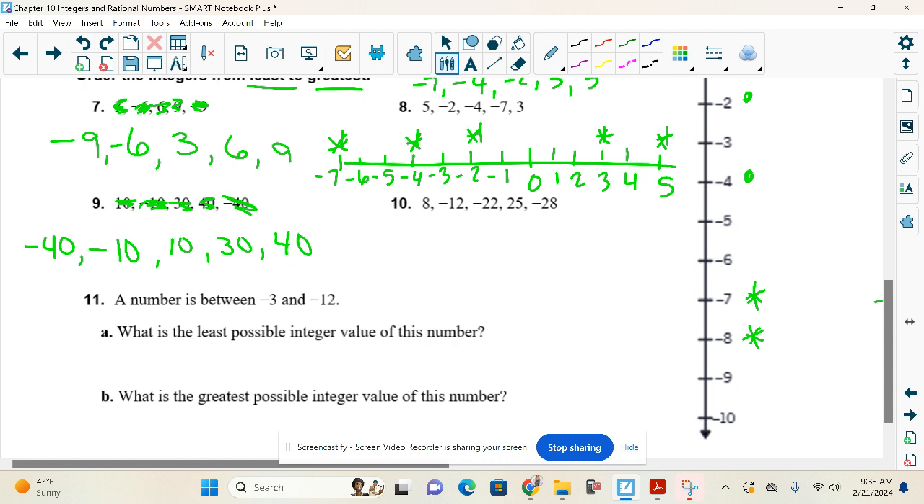All right, you do number 10 real quick. All right, what's our smallest number here? -28. And then -22. And then -12. Then 8. And then 25. Beautiful.